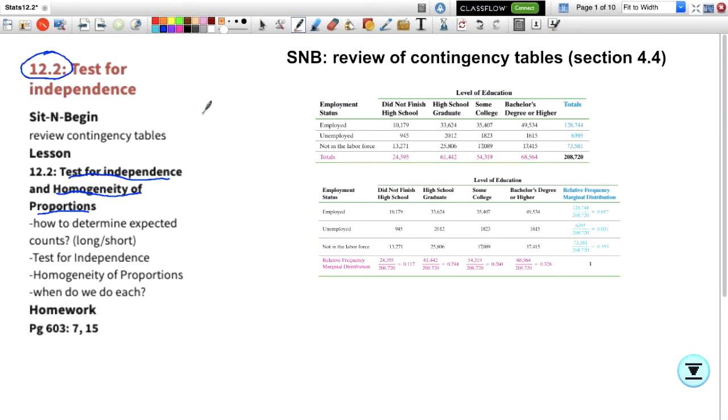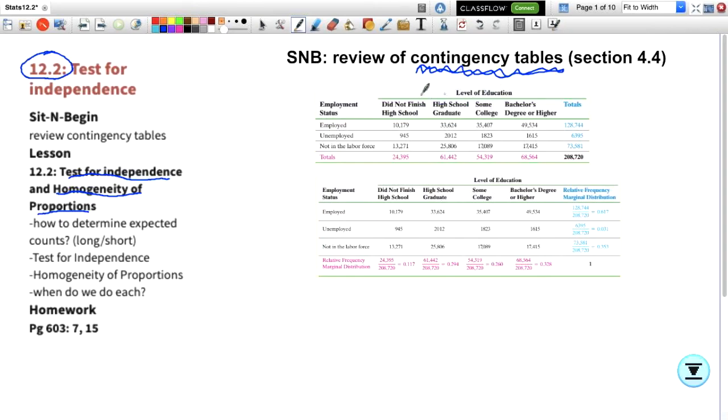So what we're going to be focusing on today is going to be contingency tables and doing kind of like hypothesis testing with contingency tables. And this is something we did talk about in chapter 4. It's actually section 4.4 if you kind of want to revisit that. Some of the calculations that we're going to have to do are going to be related to stuff we've previously learned. So here's an example of a contingency table.